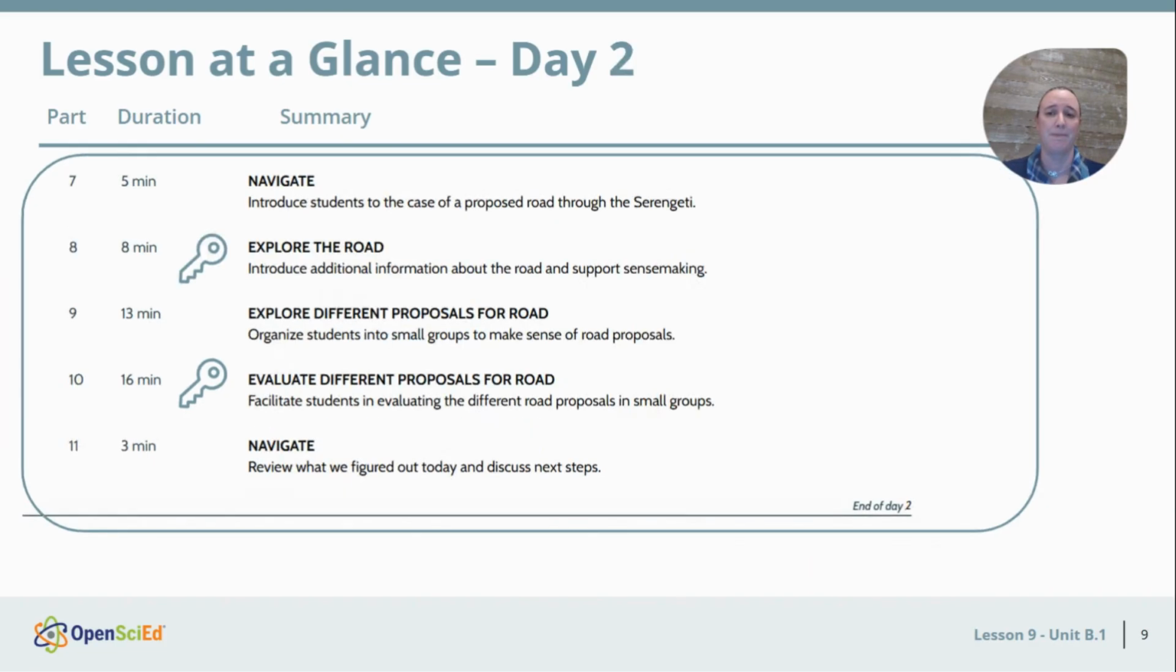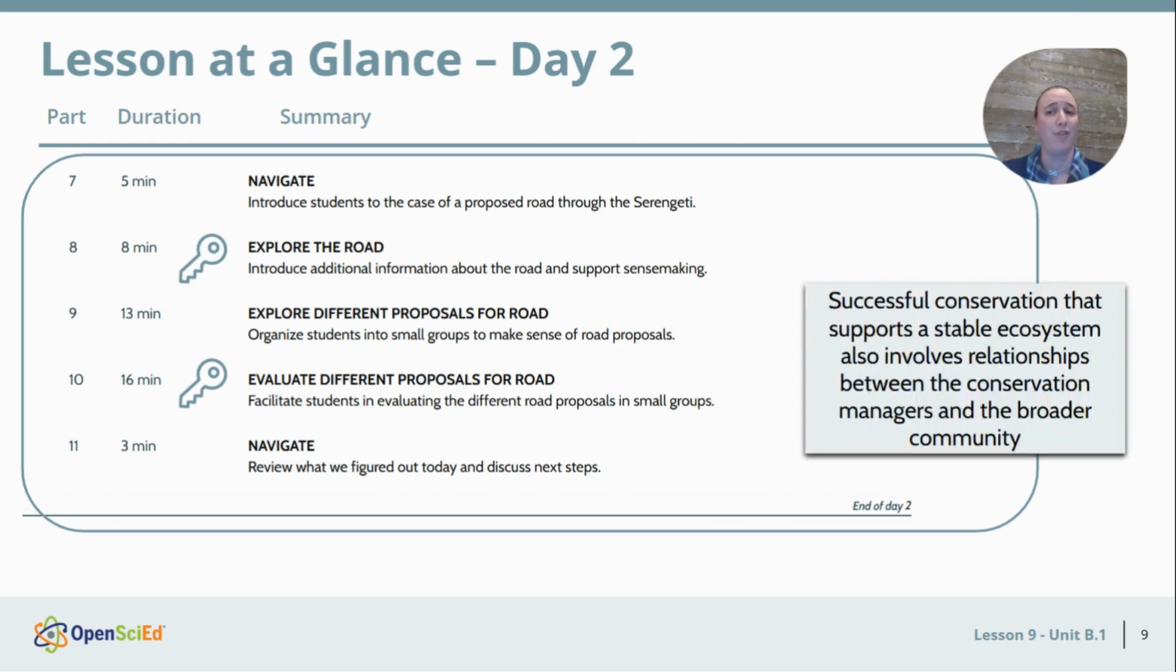The second lesson chunk occurs on day 2. Students learn about a proposal to build a paved road to connect the east and west sides of the Serengeti National Park. Students discuss possible impacts on the road on the ecosystem, wildebeest carrying capacity, and biodiversity and resilience of the system. Students learn about different interest holders' opinions about the proposed road and explore 3 possible options for the road. And we figure out that successful conservation that supports a stable ecosystem also involves relationships between the conservation manager and the broader community.